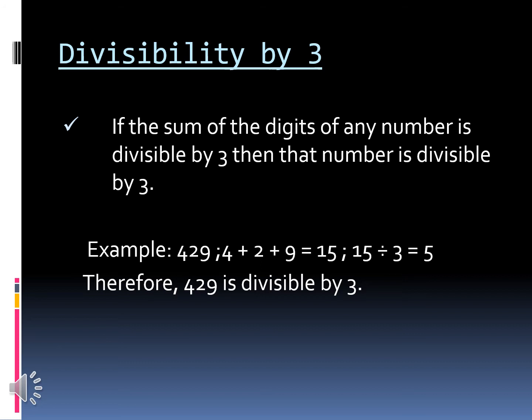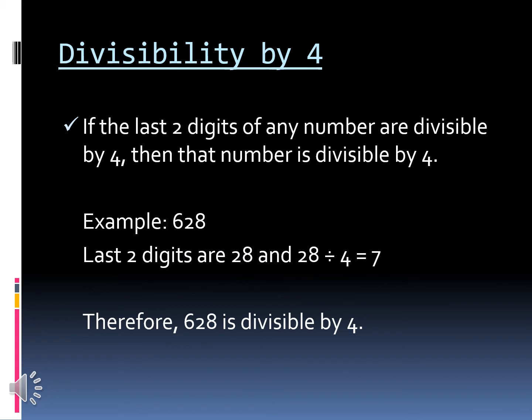And let us check the sum now. If the sum is divisible by 3, so 15 is exactly divisible by 3. It gives us the quotient 5. So as 15 is divisible by 3, it shows us that 429 is also divisible by 3. So remember the rule, the sum of the digits of a number should be divisible by 3.